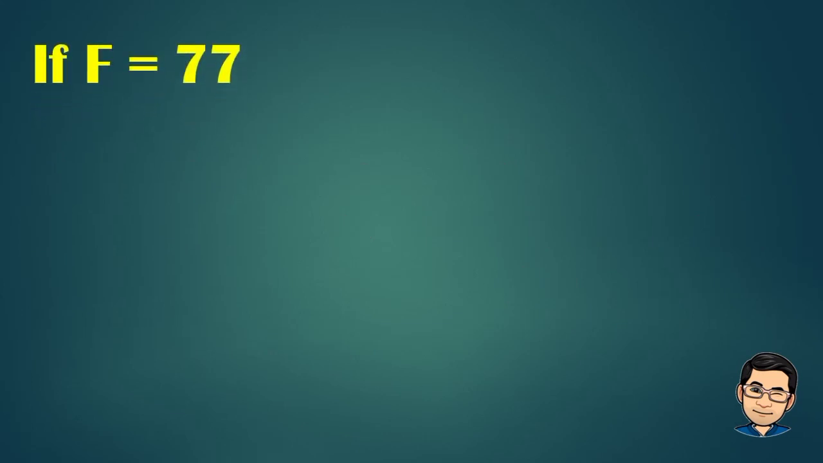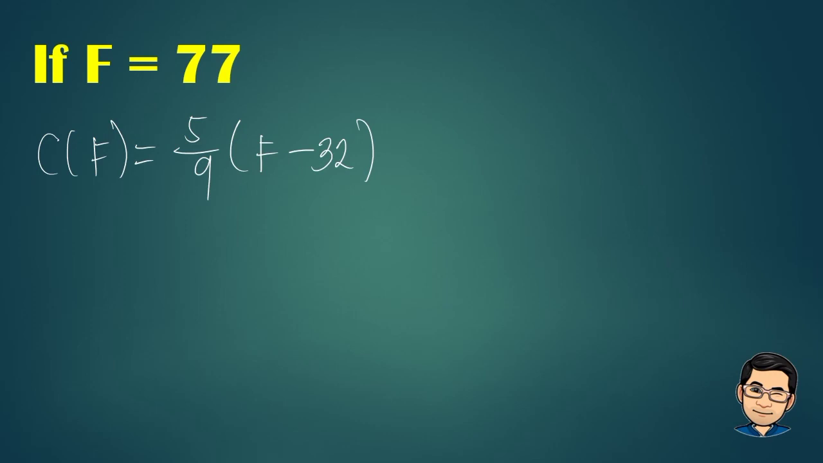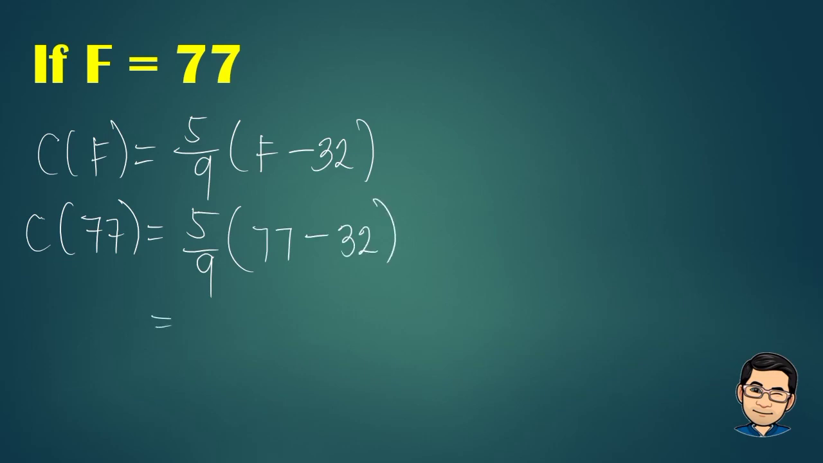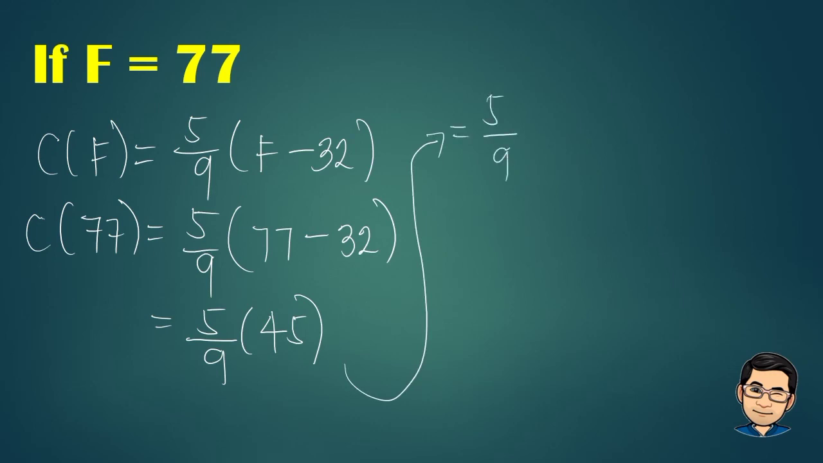So if F is equal to 77, so C of F is equal to 5 over 9 times F minus 32. So isa-substitute lang natin yung 77 in place of F. So C of 77 is equal to 5 over 9 times 77 minus 32. So what is 77 minus 32? That is 45. Now, rewrite lang natin 5 over 9 times 45.